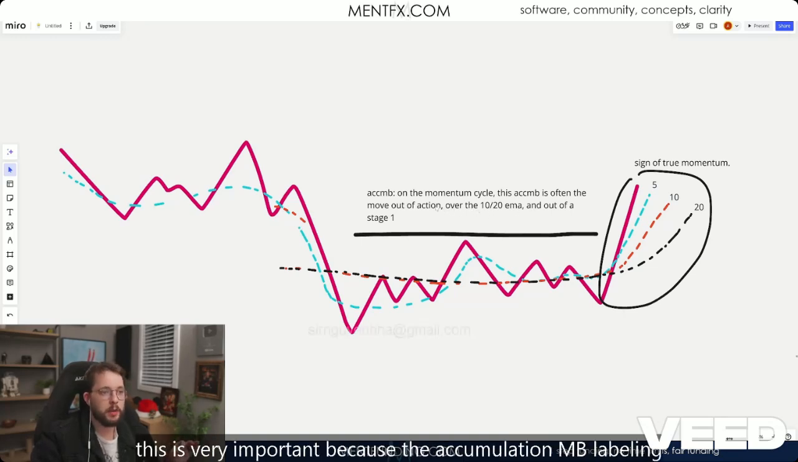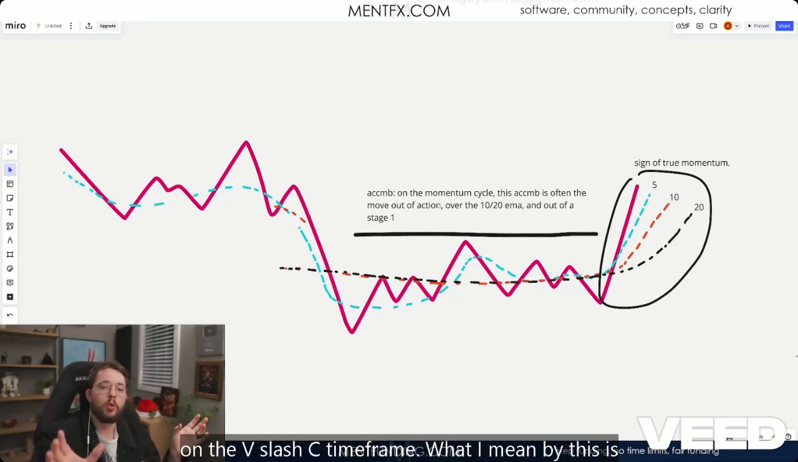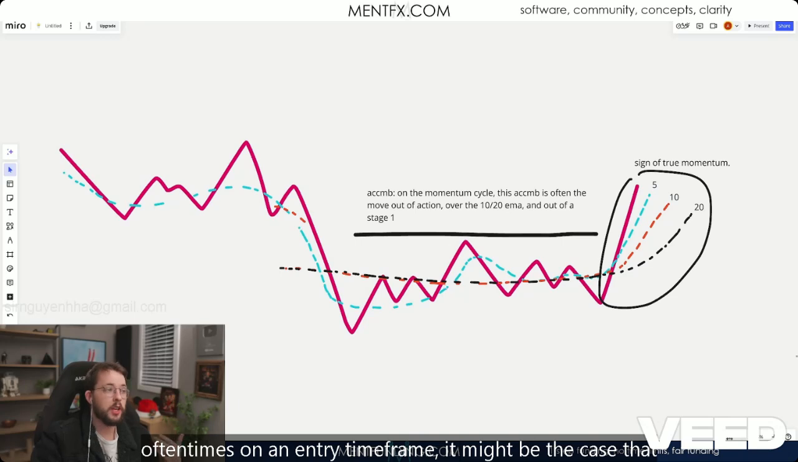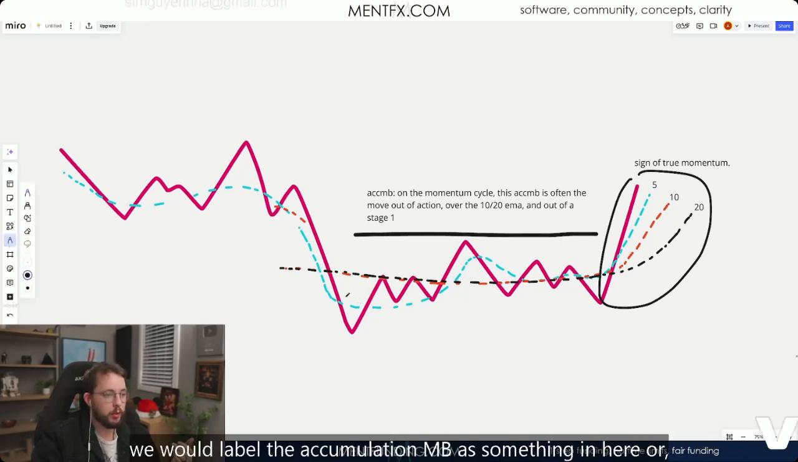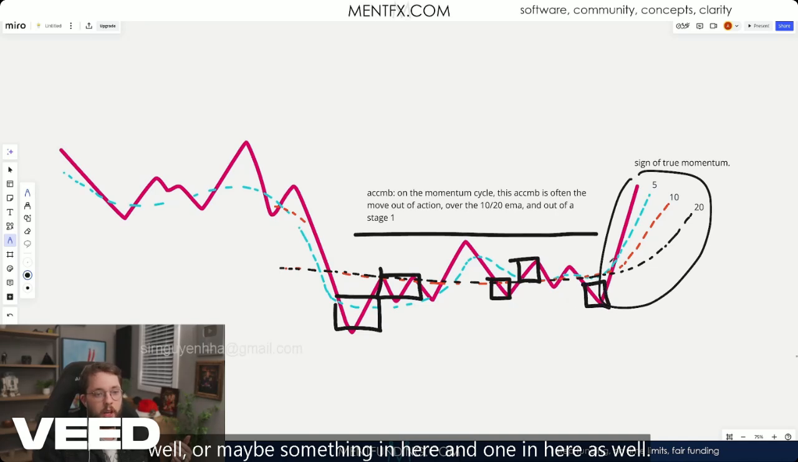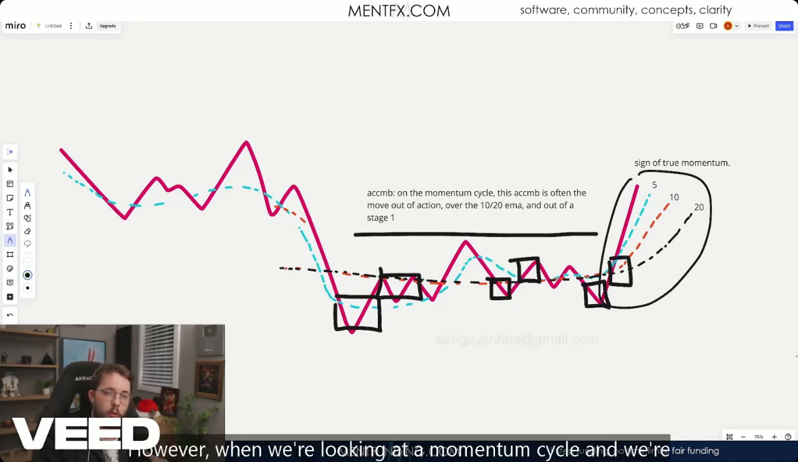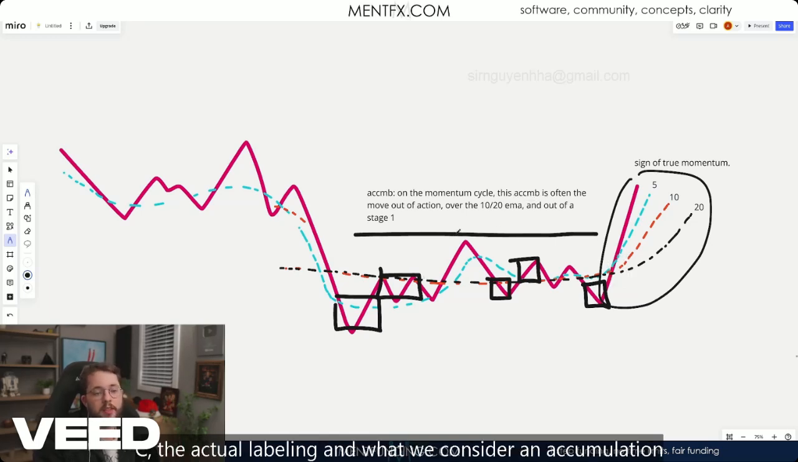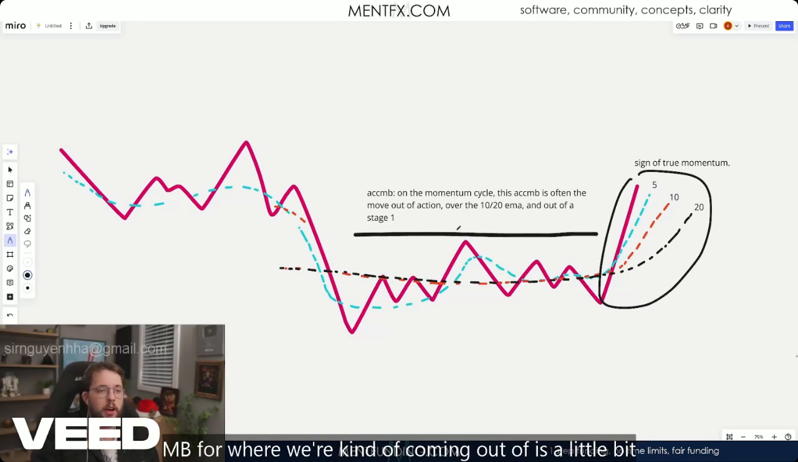This is very important because the accumulation MB labeling is a little bit different depending on whether we're on the entry time frame or on the V/C time frame. What I mean by this is oftentimes on an entry time frame, we would label the accumulation MB as something in here, or this one as well, maybe something in here, and this one as well, or maybe something in here, and one in here as well. However, when we're looking at a momentum cycle and a higher base time frame, so this is the V and the C, the actual labeling and what we consider an accumulation MB for where we're coming out of is a little bit different.